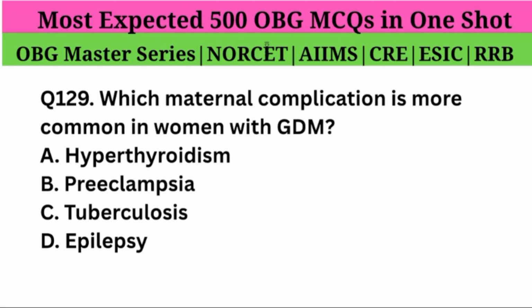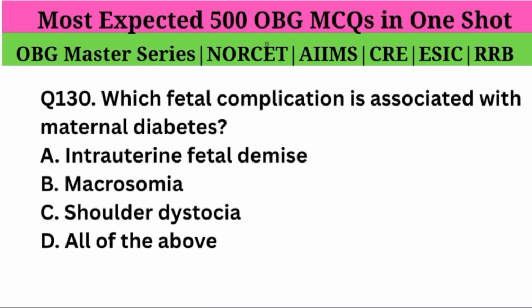Next question, which maternal complication is more common in women with GDM? Your correct option is option B, preeclampsia. Next question, which fetal complication is associated with maternal diabetes? Your correct option is option D, all of the above.